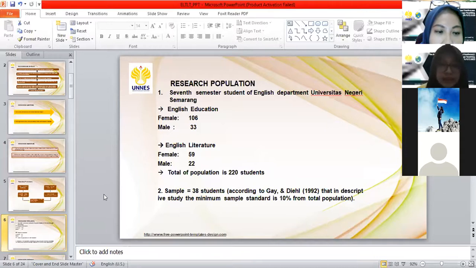And for the sample, the researcher refers to Gay and Diehl 1992, that in a descriptive study, the minimum sample standard is 10% of the total population. So the minimum sample is 22 students, but in this research, the researcher has 38 students.